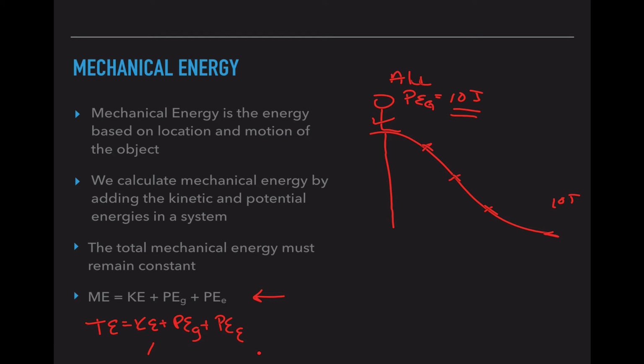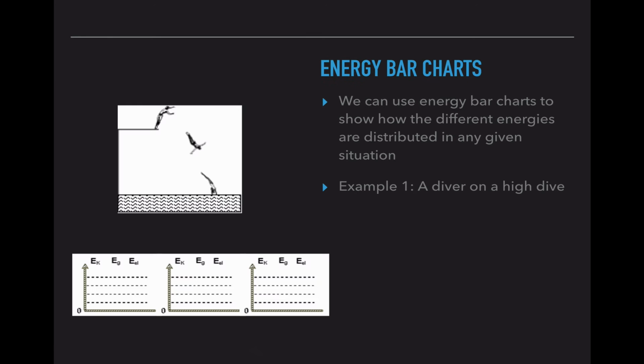Now, another way you may see this equation is total energy is KE plus PEg plus PEe. They are interchangeable, and it just depends upon what I'm thinking about at the time. Mechanical energy is correct. Total energy is also correct. So we're going to use energy bar charts in order to show how the different energies are distributed in any given situation.